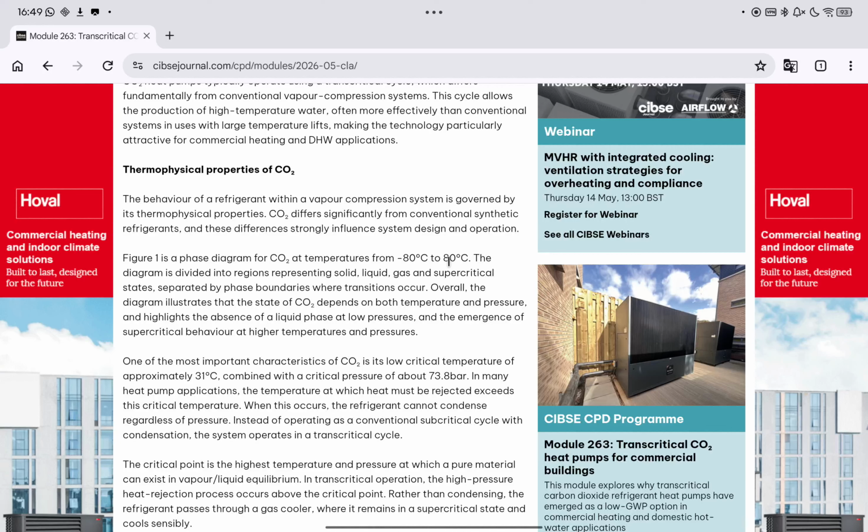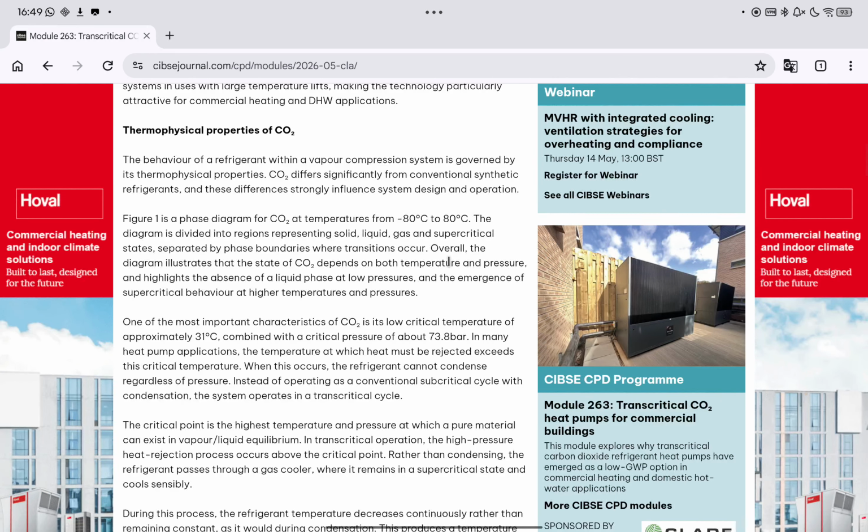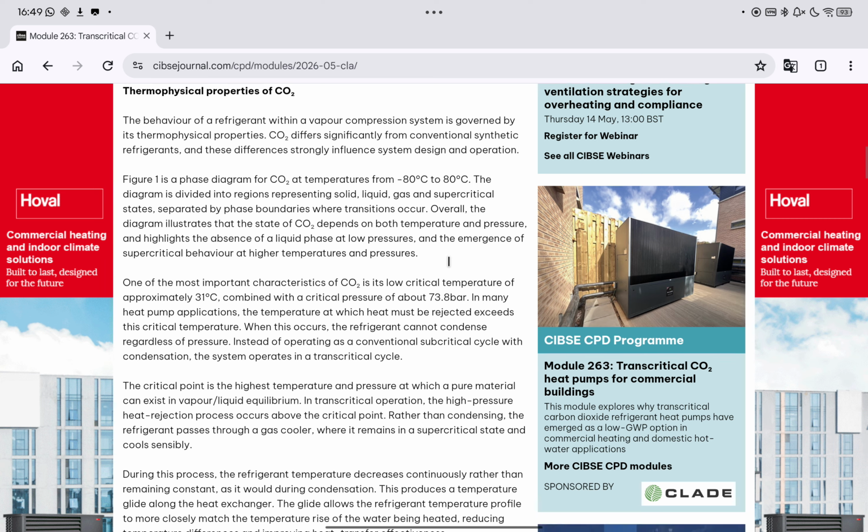One of the most important characteristics of CO₂ is its low critical temperature of approximately 31°C, combined with a critical pressure of about 73.8 bar. In many heat pump applications, the temperature at which heat must be rejected exceeds this critical temperature. When this occurs, the refrigerant cannot condense regardless of pressure. Instead of operating as a conventional subcritical cycle with condensation, the system operates in a transcritical cycle.